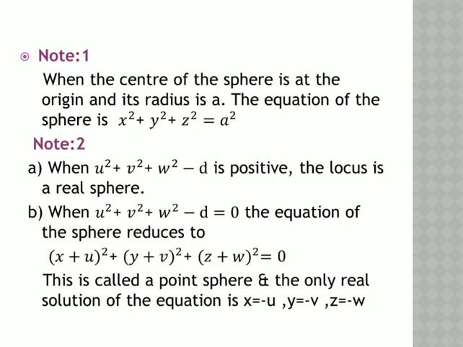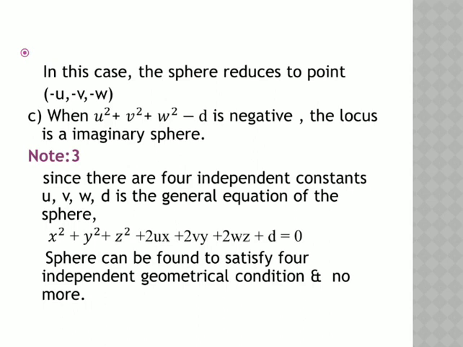The equation of the sphere reduces to (x + u)² + (y + v)² + (z + w)² = 0. This is also called a point sphere. Now we see note 3.